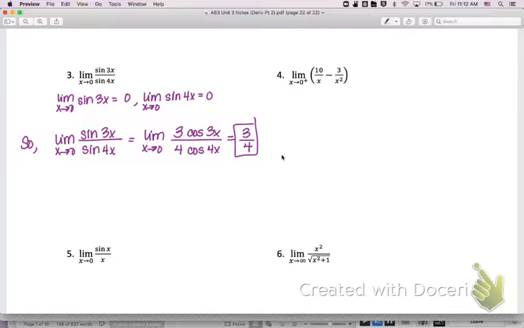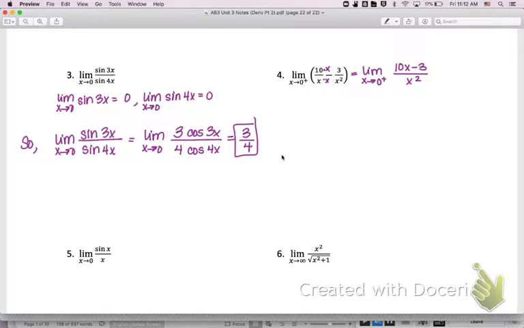Number 4 is an interesting one to look at because if we look at our expression here, it's not written as f of x over g of x. So we have to first combine this into a single fraction. So we can multiply here times x over x, and we get that this is the limit as x approaches 0 from the right of 10x minus 3 over x squared. Okay, so if we want to use L'Hopital's theorem here, we would need to get either 0 and 0 or infinity and infinity or some combination of infinities there.